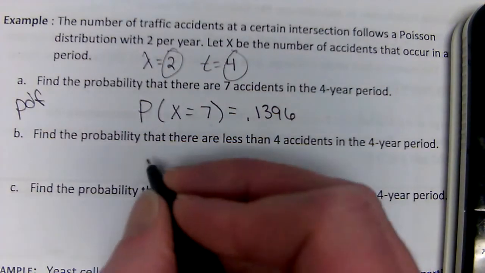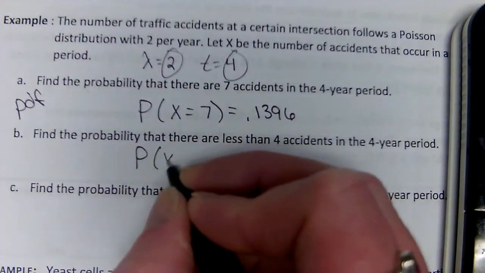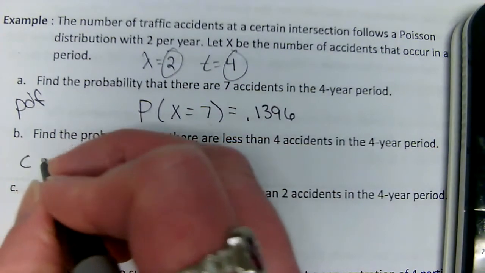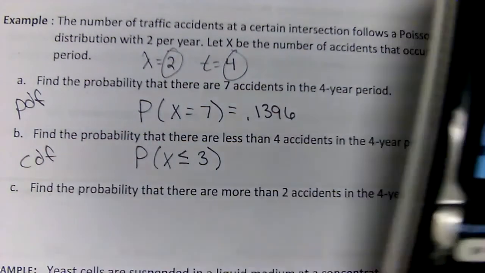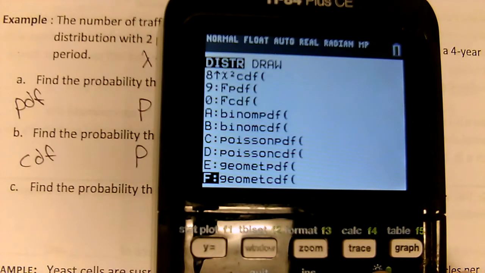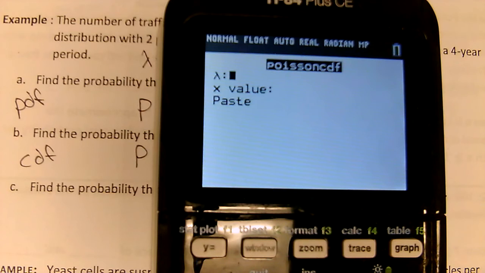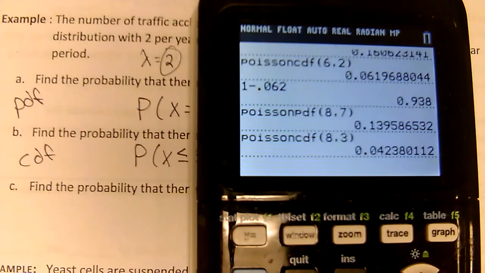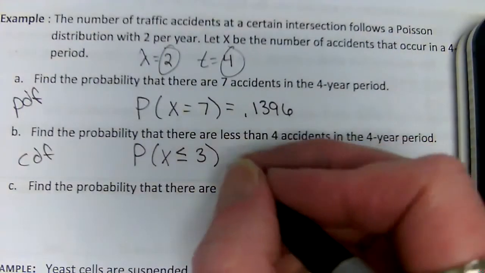Less than 4 would be less than or equal to 3. That's CDF. Less than or equal to 3. 0.042.